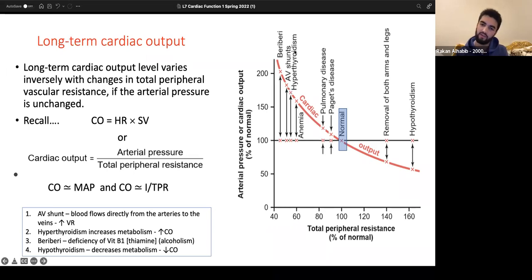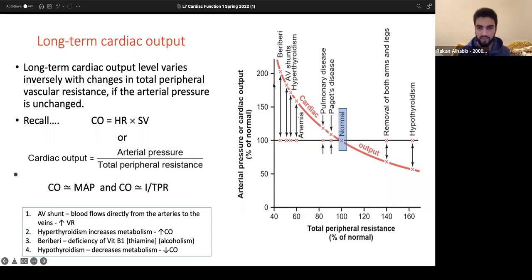Then he gets into AV shunts. I don't know if you've taken this, but an AV shunt is basically a vessel connecting the artery directly to the vein, without going through the capillaries. This occurs, for example, in cold weather, when your body wants to conserve heat: the AV shunt is opened and you close the capillaries going to the tips of your fingers so that you don't lose heat.